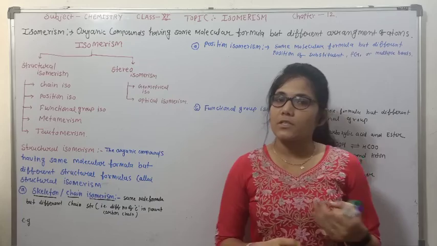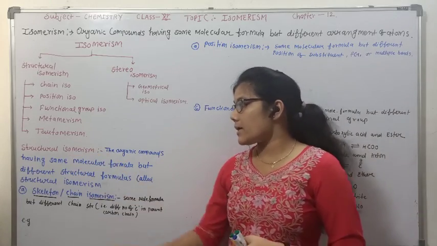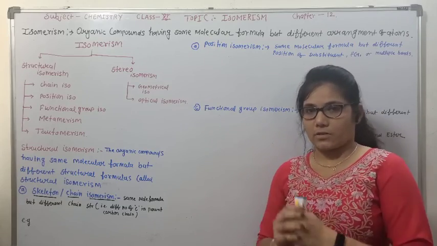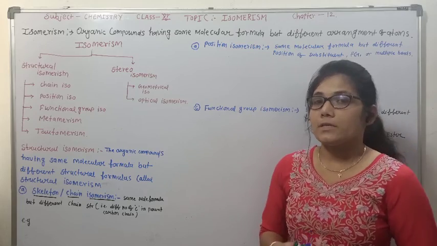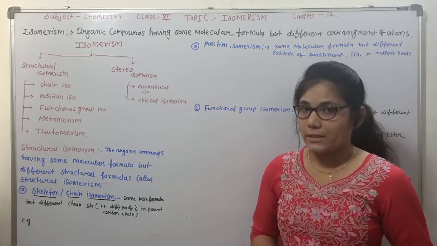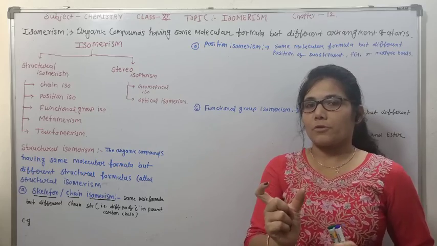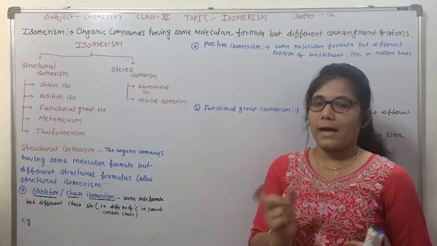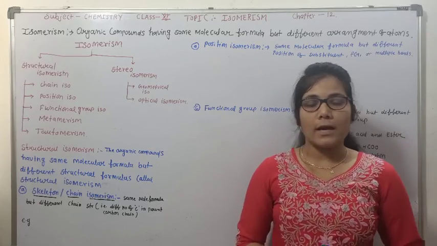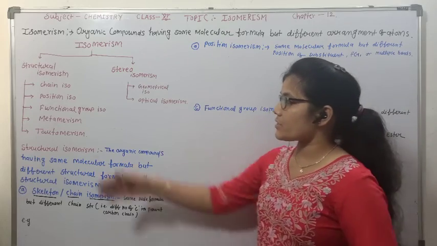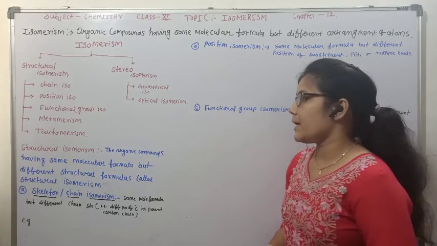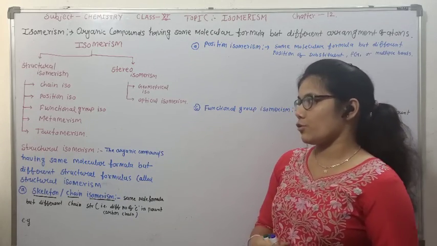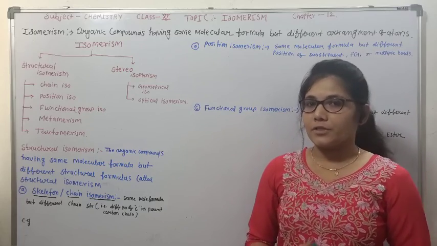So structural isomerism is defined as organic compounds having the same molecular formula but different structures. These different compounds are called isomers. If one molecular formula is represented by two structures, then these two structures are called isomers, and this phenomenon is called isomerism. Now, structural isomerism is basically explained in five ways: chain isomerism, position isomerism, functional group isomerism, metamerism and tautomerism.